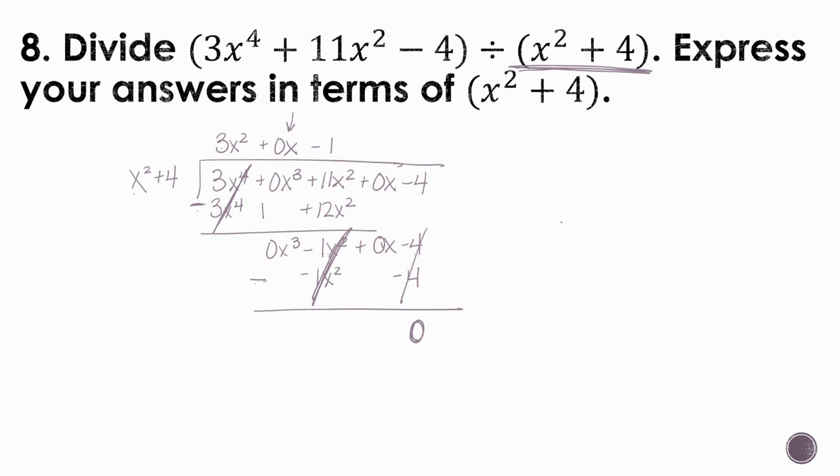So my solution here is 3x squared minus 1. Now remember, if I had a remainder, let's say I subtracted this and I got 10, I would write a remainder as 10 over whatever I'm dividing by. Okay, don't forget that piece of it.